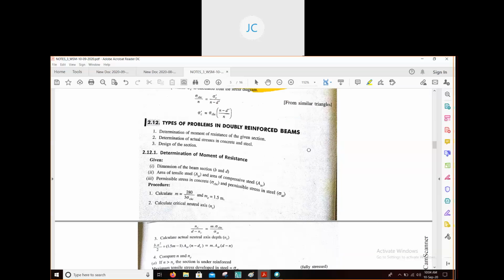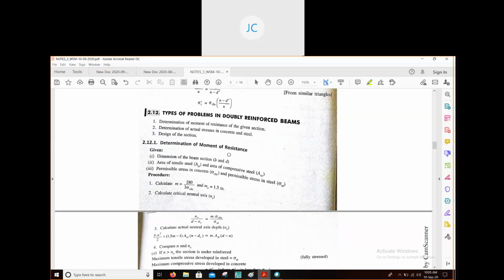These are the various types of problems which we will discuss in this part, same as the last class. In the first kind of problems, we will determine only the moment of resistance. In the second kind, we will determine the actual stresses in concrete and steel. And in the third type, which is the most important, we have to design the section. That means what will be the width of the beam, what will be the depth of the beam, everything we have to design here. So these are the three types of problems which we have to discuss in doubly reinforced beams.